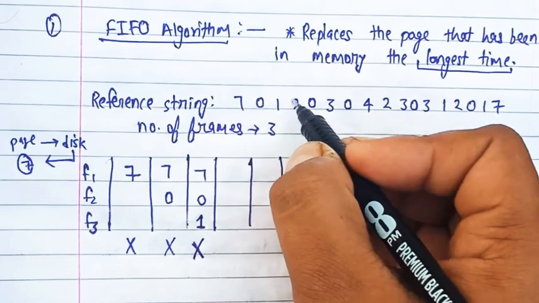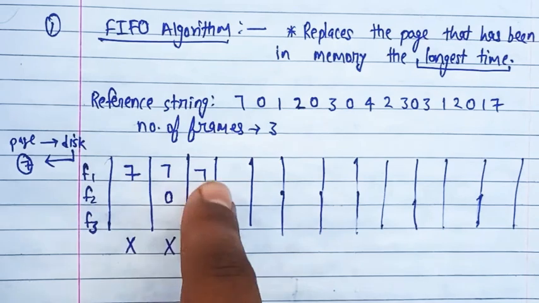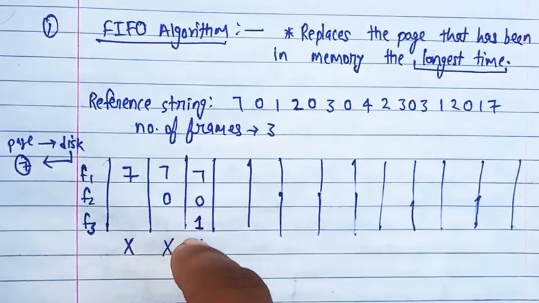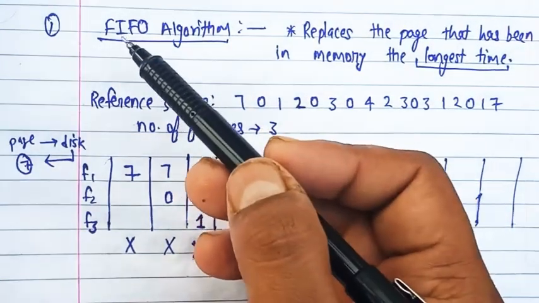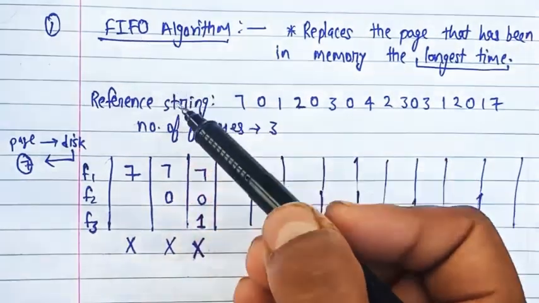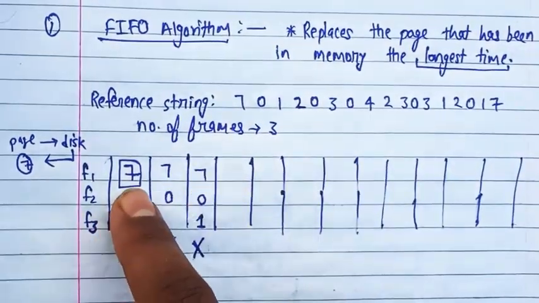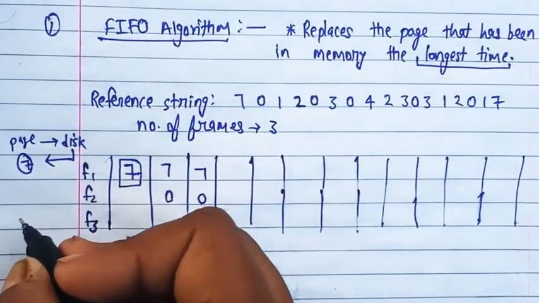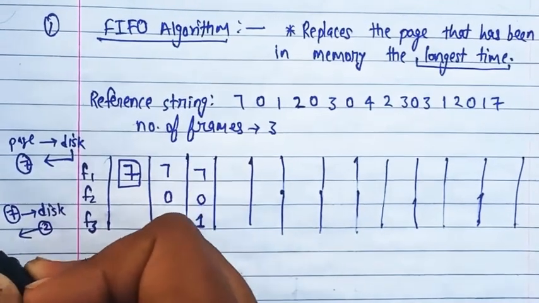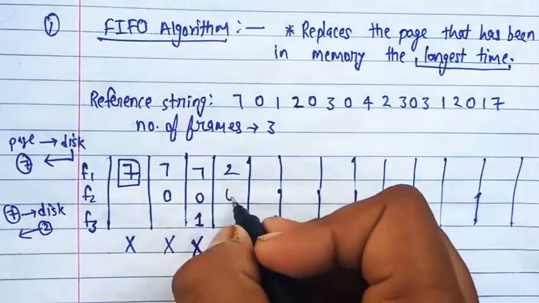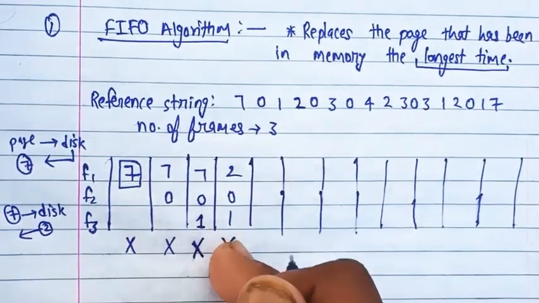In the case of 2, now you can see there are no more free frames, so we have to replace one of these three pages. We have to swap out one of them, but which one do we choose? According to the FIFO technique, first come, first out. So which one has come first? 7 came first, so we will consider it first. In this case, 7 will go to the disk, and from the disk 2 will come into the main memory. So there will be 2, then 0 and 1 as they are. Again there was a page fault because 2 was not present.